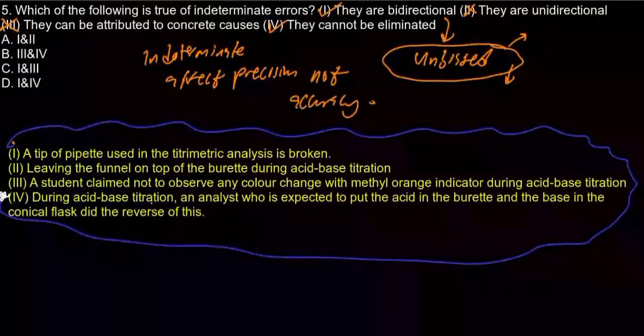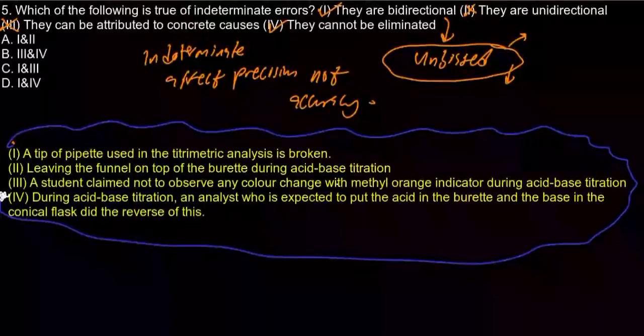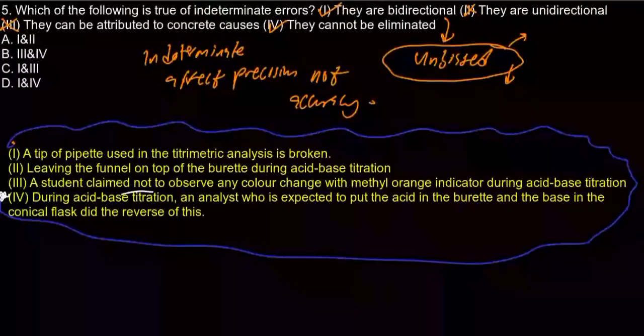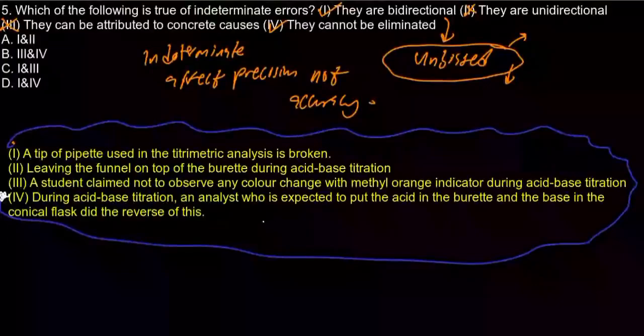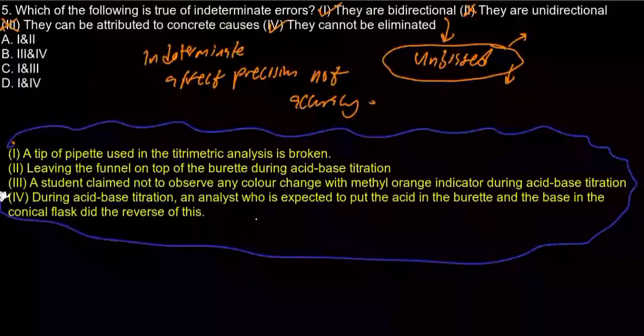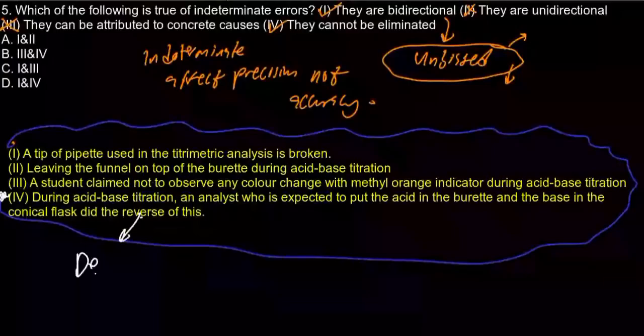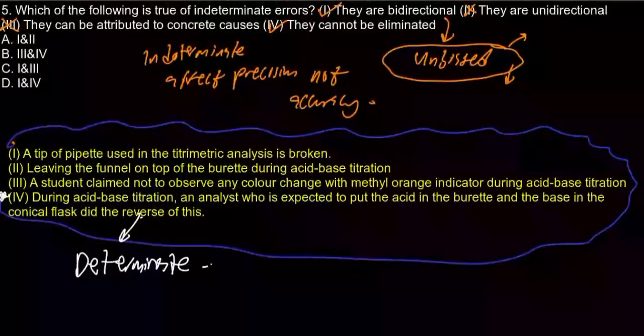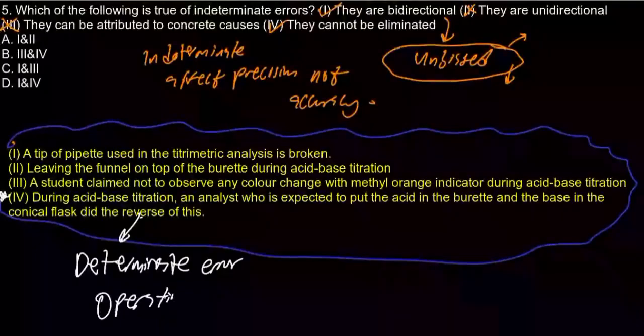So let's go. During acid and base titration, an analyst who is expected to put the acid in the burette and the base in the conical flask did the reverse. What type of error is this? Is it determinate or indeterminate? Firstly, you see that this analyst is inexperienced, because we are to pipette base into a conical flask. But this analyst is doing the reverse. It shows that this person does not even know how to carry out titration. So this is an example of determinate error. And what type of determinate error is this? Operative error.